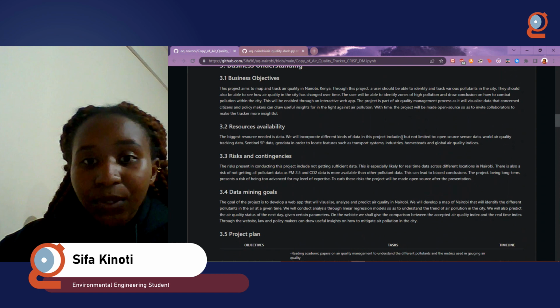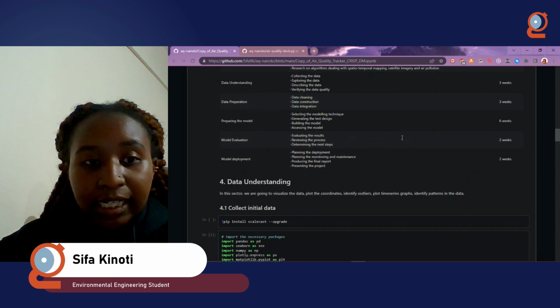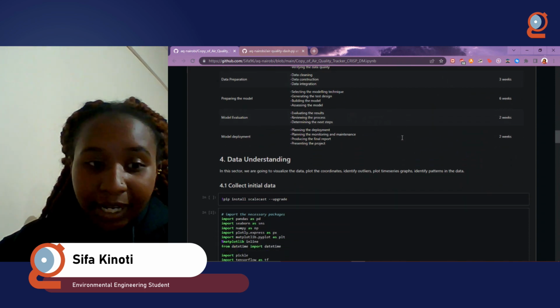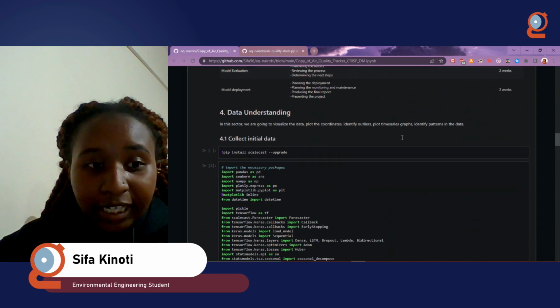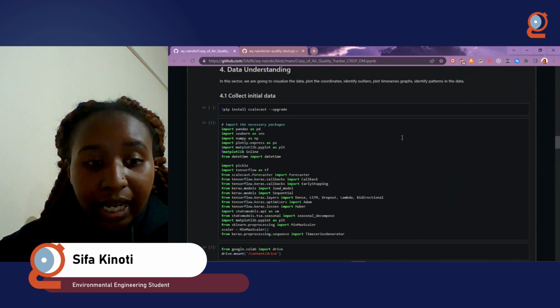So the data mining goals, as I said, the goal is just to identify and track pollutants. And then you also have the project plan of the project and to help you plan. And then, of course, you collect the data and you import the necessary packages that we're going to use, as you can see.